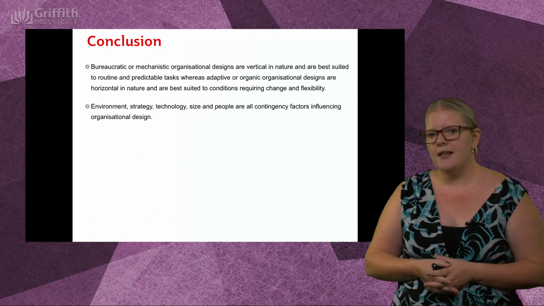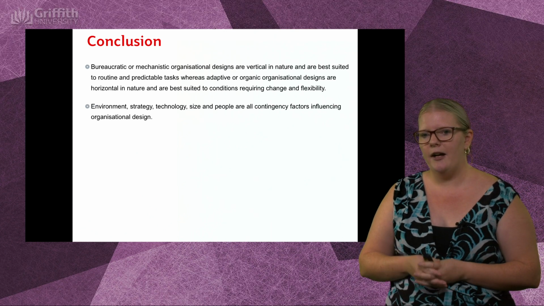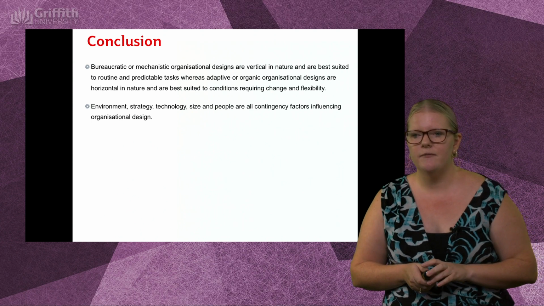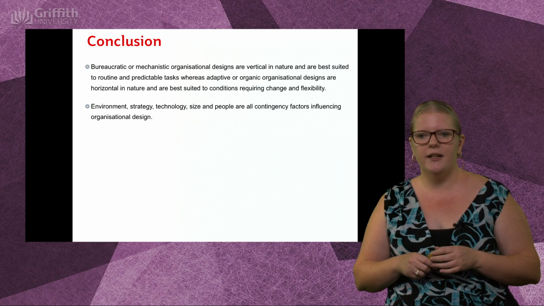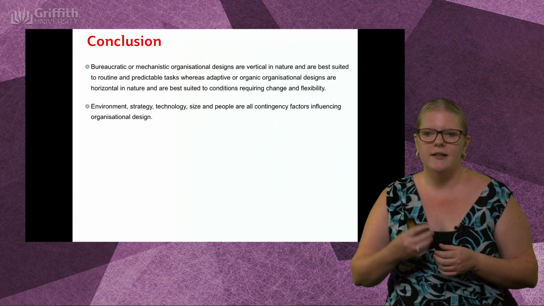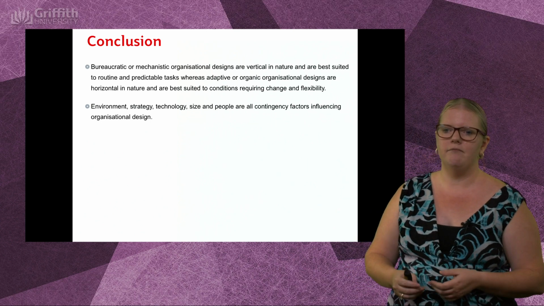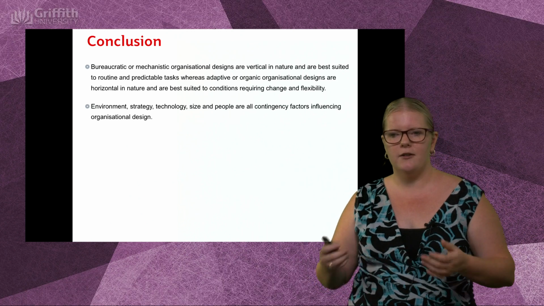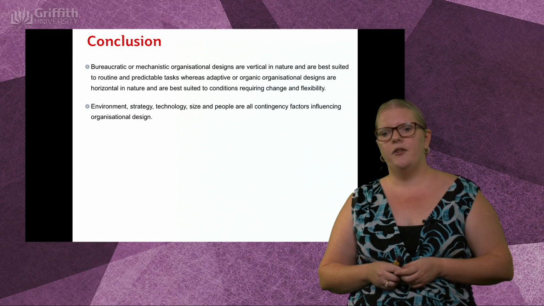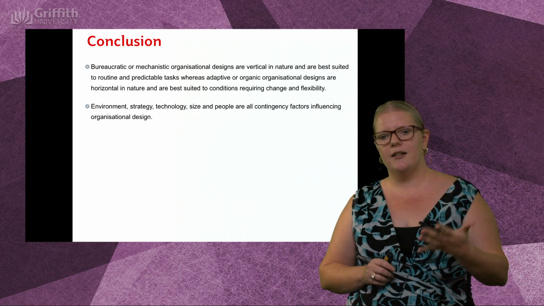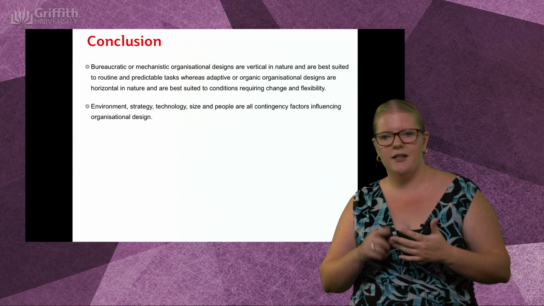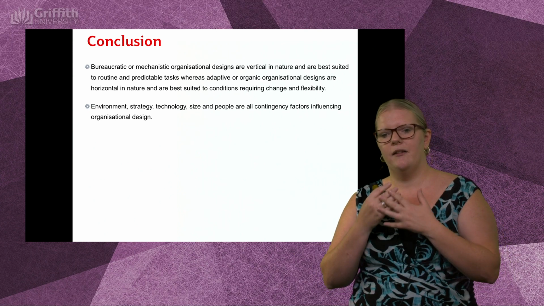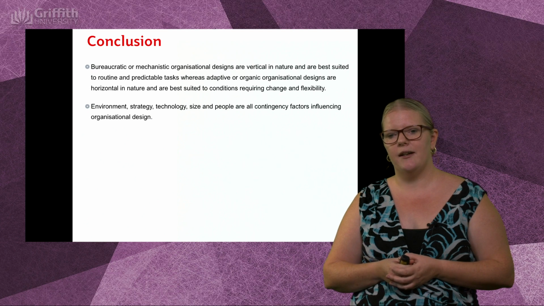All right, so that's organisational design in a nutshell. As I mentioned, there are bureaucratic mechanistic organisational designs, which tend to be vertical in nature and routine, whereas adaptive and organic designs are much more horizontal and best suited to conditions that have lots of change and flexibility. There are 5 contingencies which you need to consider: environment, strategy, technology, size, and people. They all impact the way in which we put together the design of a company.